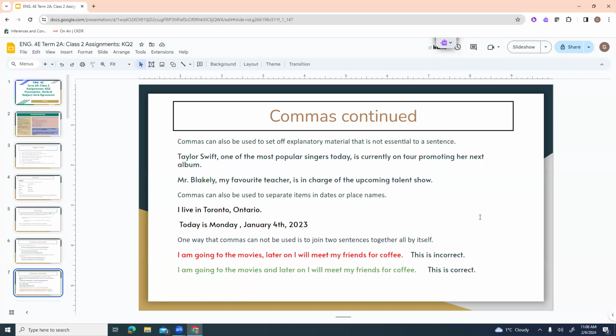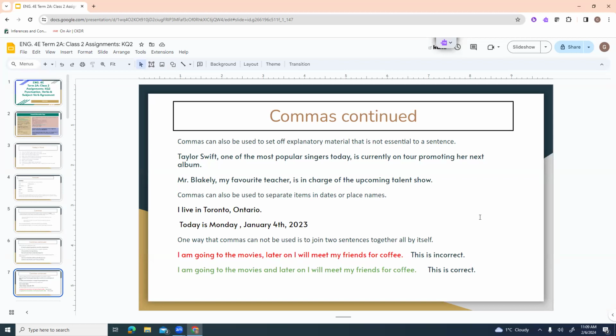Commas continued. We can also use commas to set off explanatory material that is not essential to a sentence. In other words, you could take that part out and the sentence would still make sense, but sometimes we want the reader to know it, or we think it makes the sentence more interesting or whatever. So Taylor Swift, comma, one of the most popular singers today, comma, is currently on tour promoting her next album. Now, that sentence still makes sense if I say Taylor Swift is currently on tour promoting her next album, right? So I could take that part out. That's why it's called like not essential or non-essential. So we put little commas just to show it's not the main part of the sentence. It's like a little extra part.